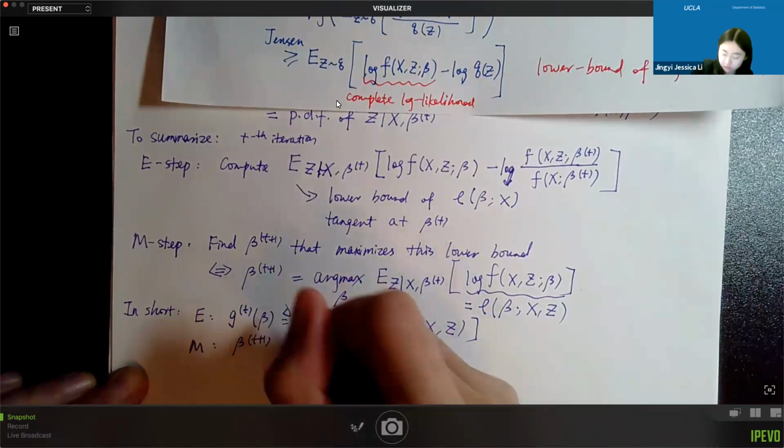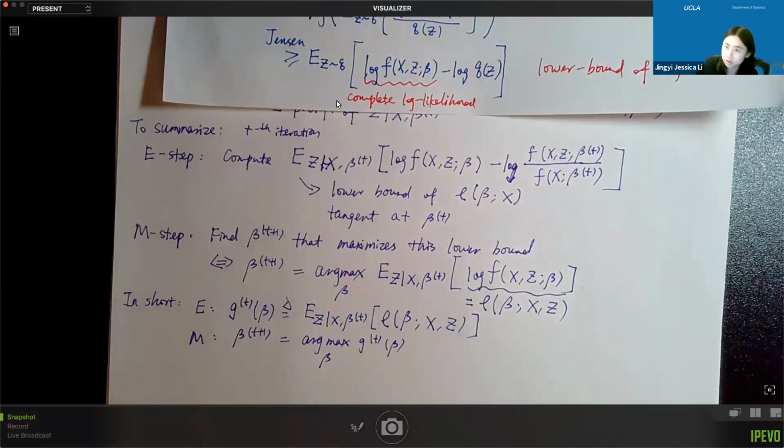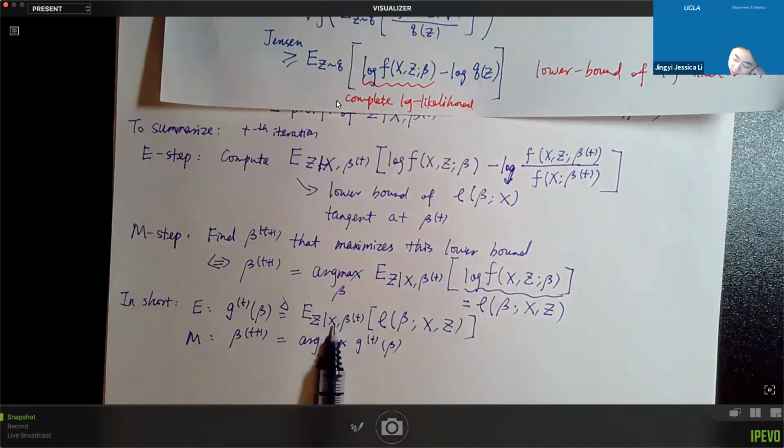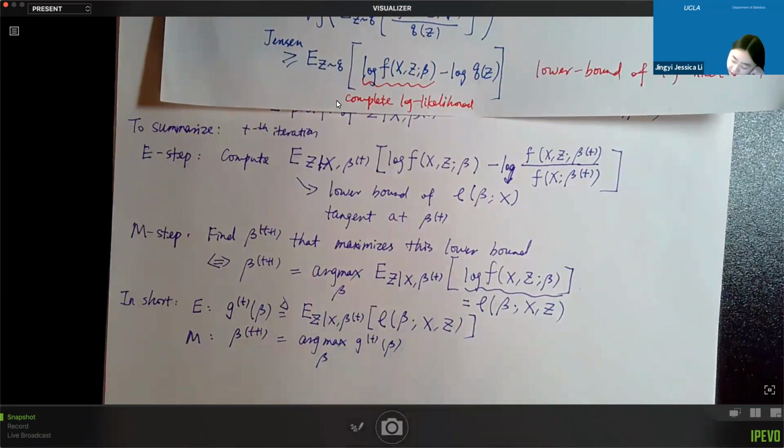Okay, so this is just a notation. You see, now it's clearer. The E step is to compute the expectation of Z given X and the current value beta t of the complete log likelihood. Given this expectation of the complete log likelihood, we maximize it in the M step to update the beta value. This is the general EM algorithm.